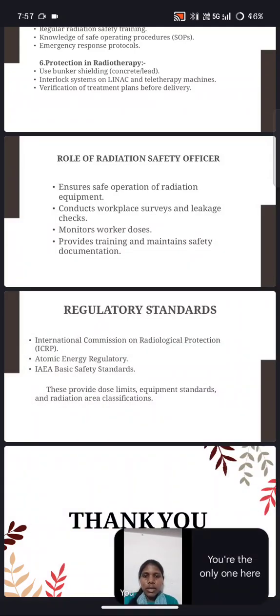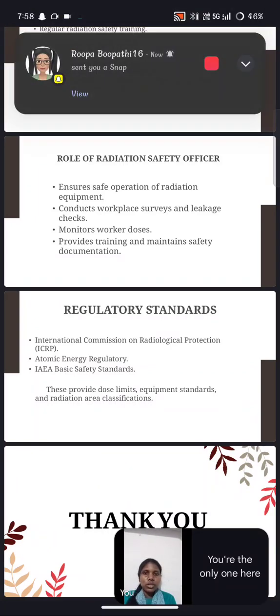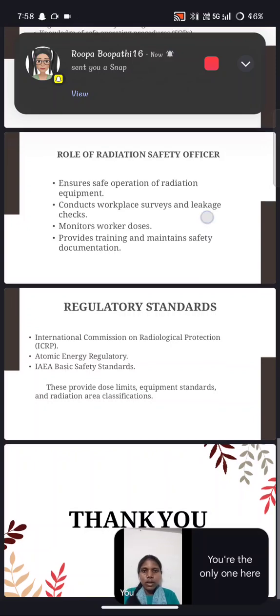Regulatory standards: International Commission on Radiological Protection, Atomic Energy Regulatory Board, and IAEA Basic Safety Standards. These provide the dose limits, equipment standards, and radiation area classifications.